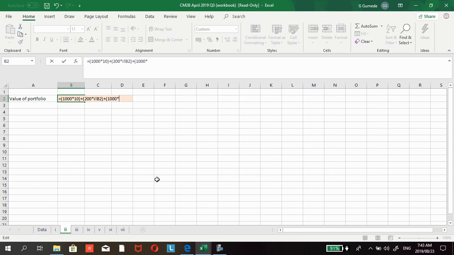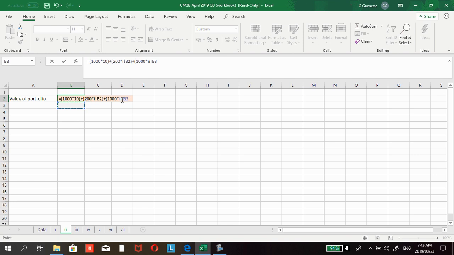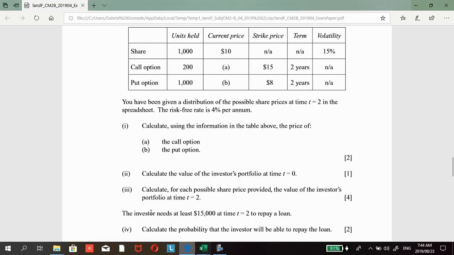So what am I going to have there? I'm going to have 1,000 times the price of the put option at time 0. It is this here. So I'm pasting it here, but I need to change this here to 1 because I picked up this value here. Okay, so I'm going to close my bracket and press equal to. So there is the value of your portfolio, 10,076.